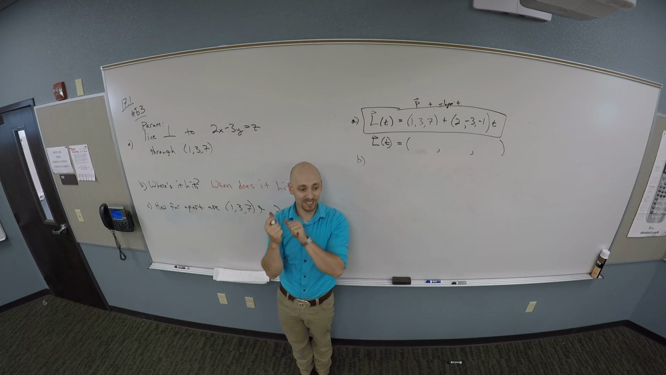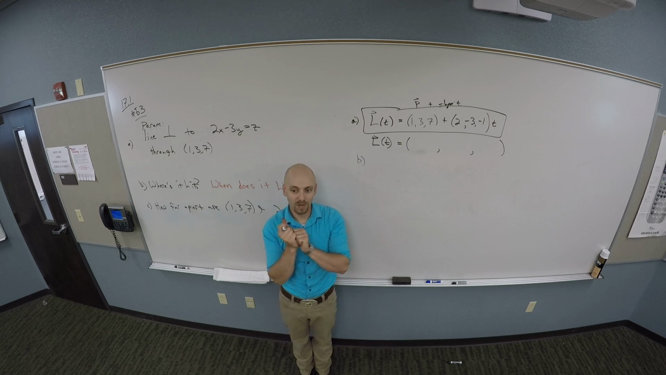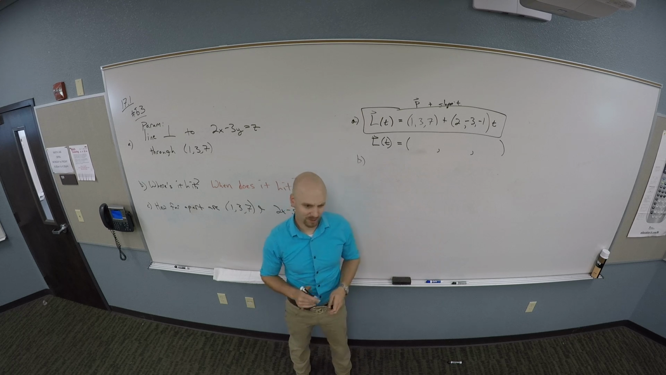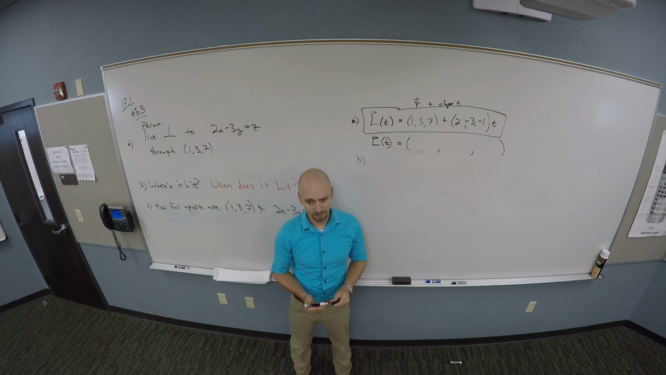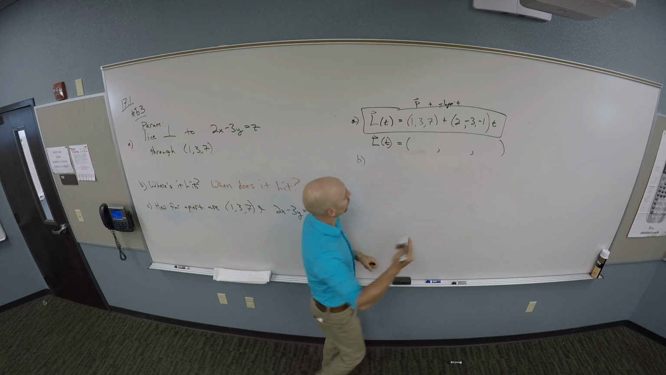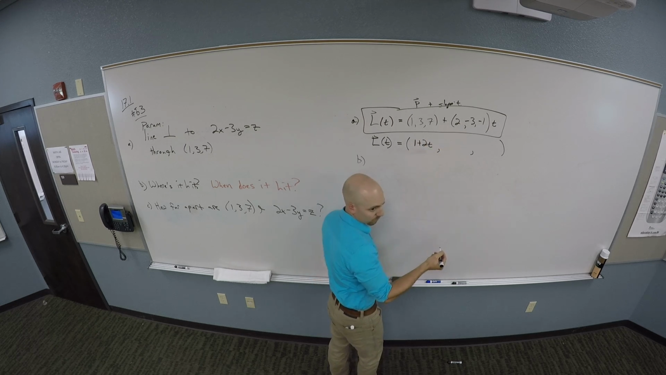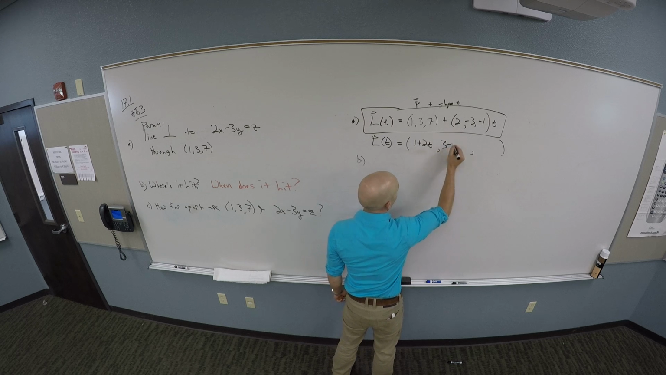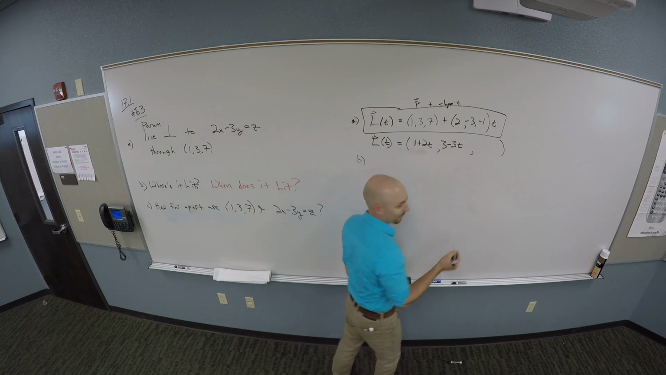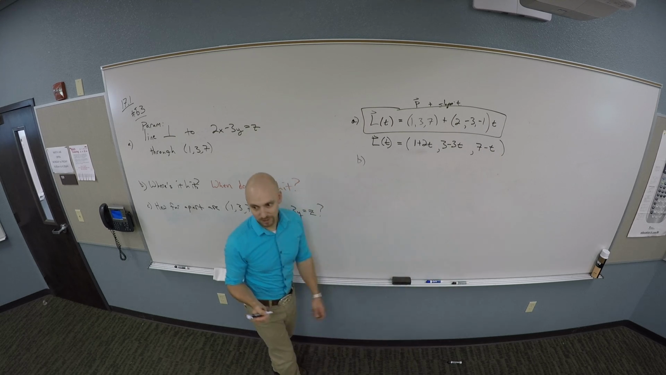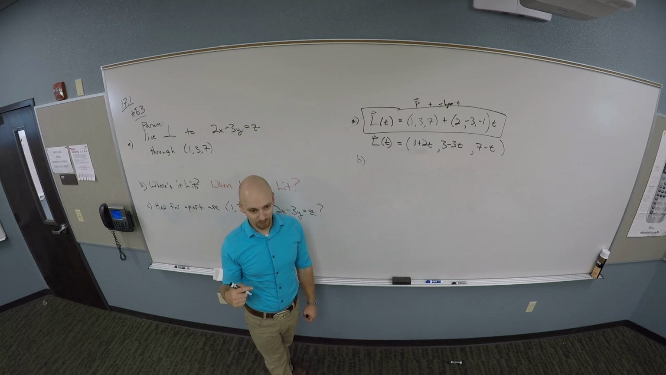Not dot product. I know it's going to be perpendicular to the normal vector at least. And then the dot product with the other things is only going to tell me kind of how far apart they are. So you just do x is 1 plus 2t, y is 3 minus 3t, and z is 7 minus t. Okay, so that's my x, y, z for the line.